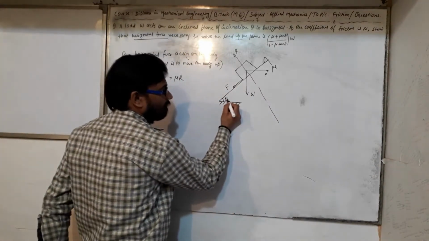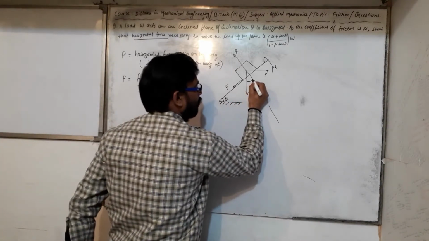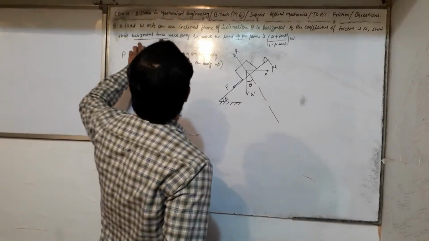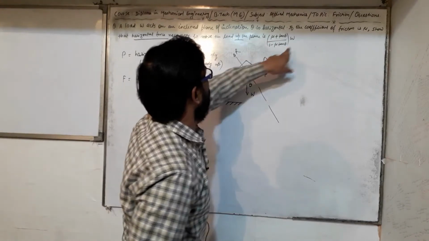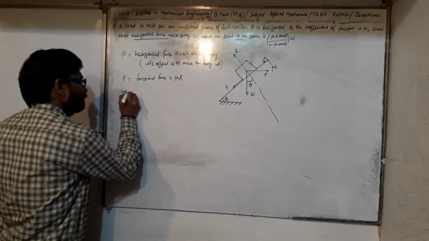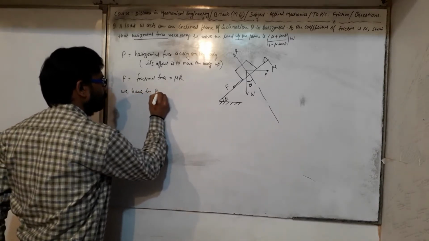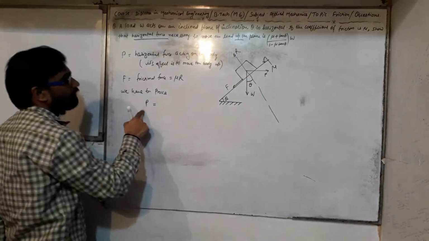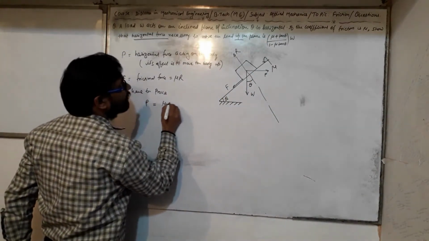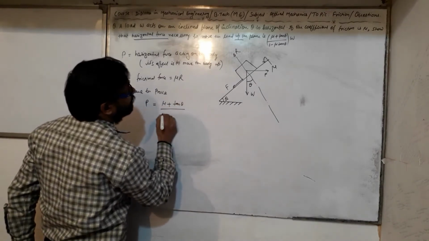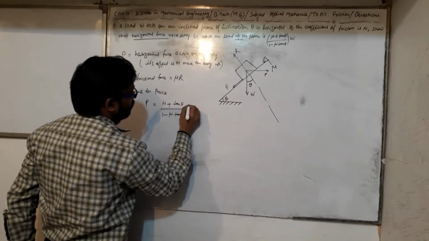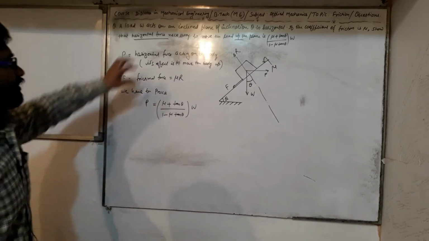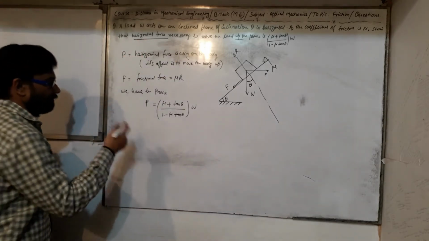First of all, the angle of inclination is theta, so this angle would also be equal to theta, as we know. Now we have to prove that P, the horizontal force required, is equal to (mu plus tan theta) divided by (1 minus mu tan theta), multiplied by W. We have to prove it. I think the question is very clear. Now I am going to solve it.